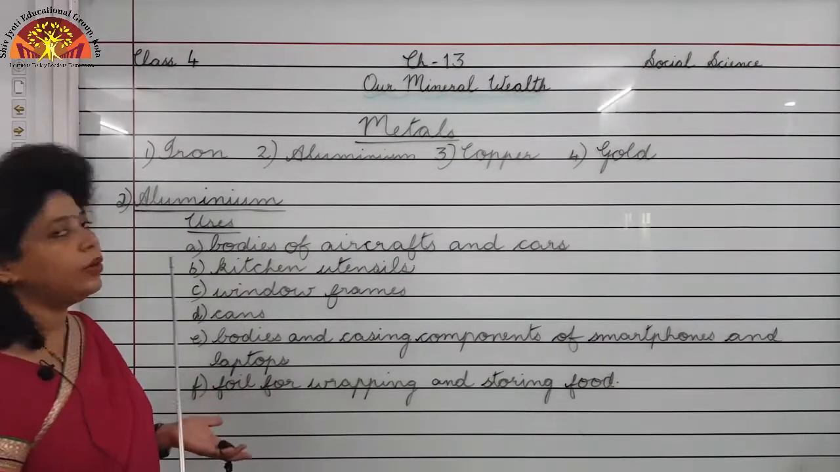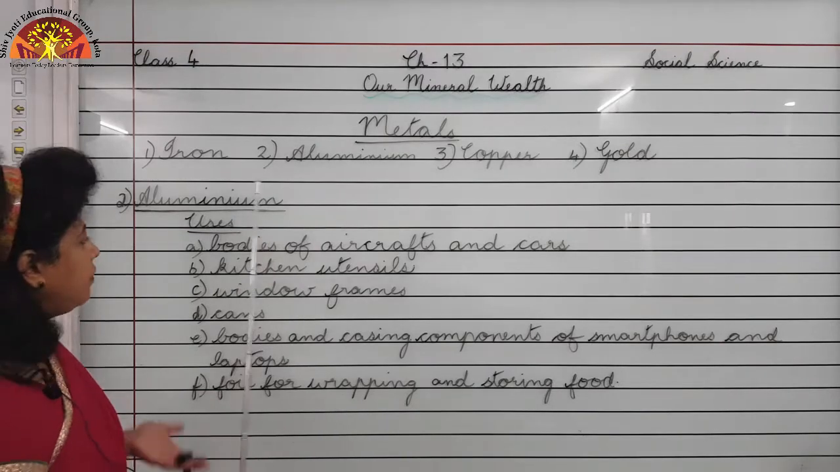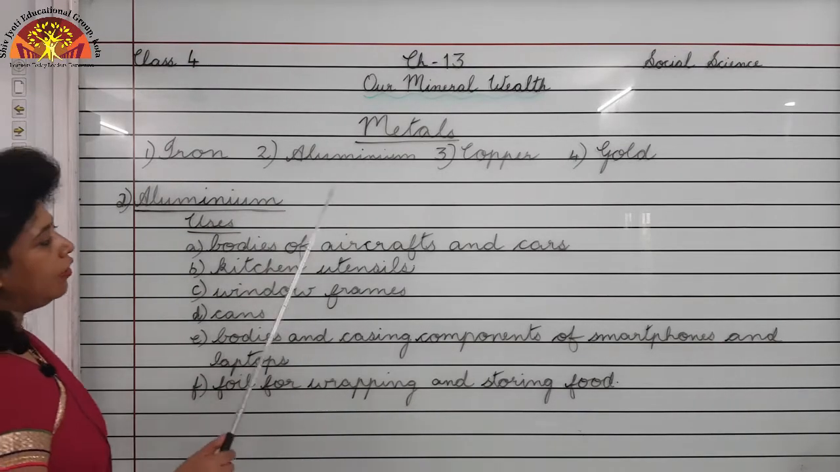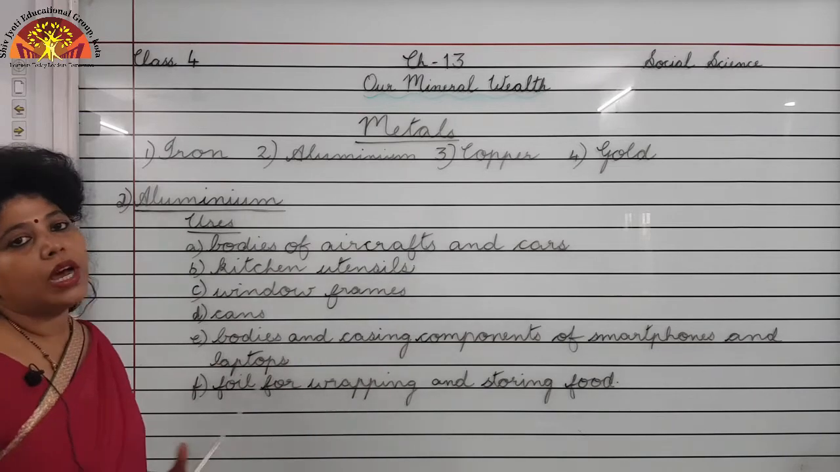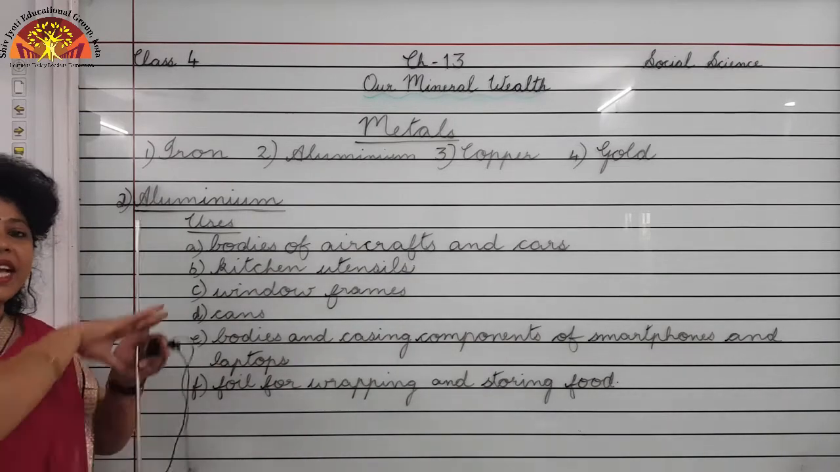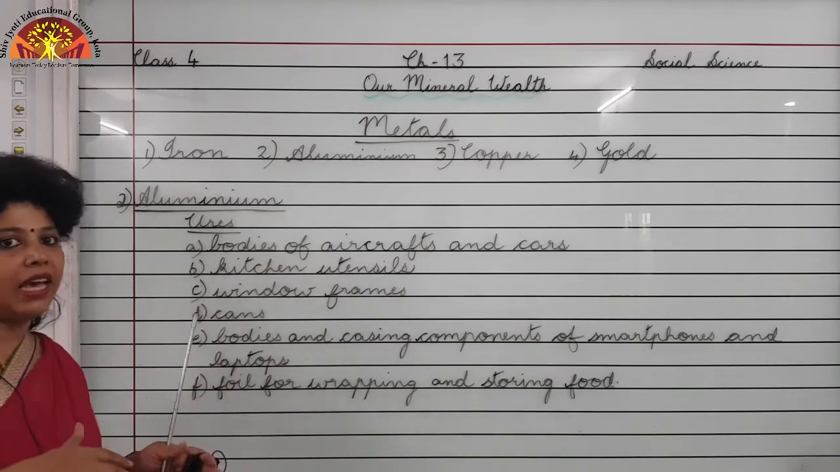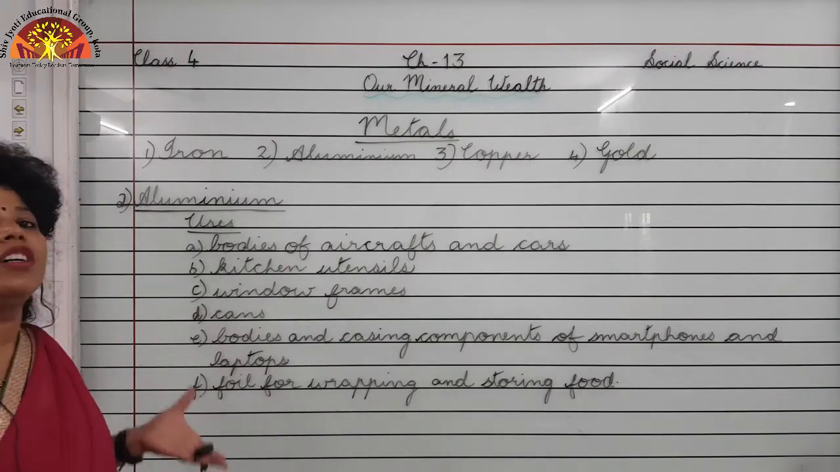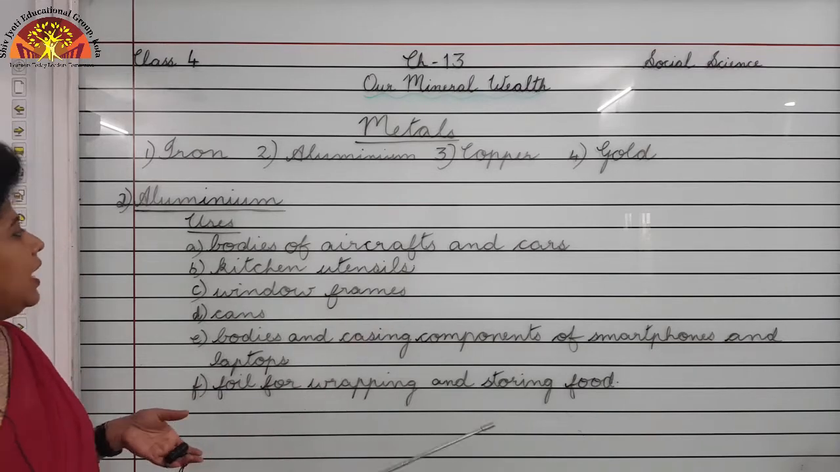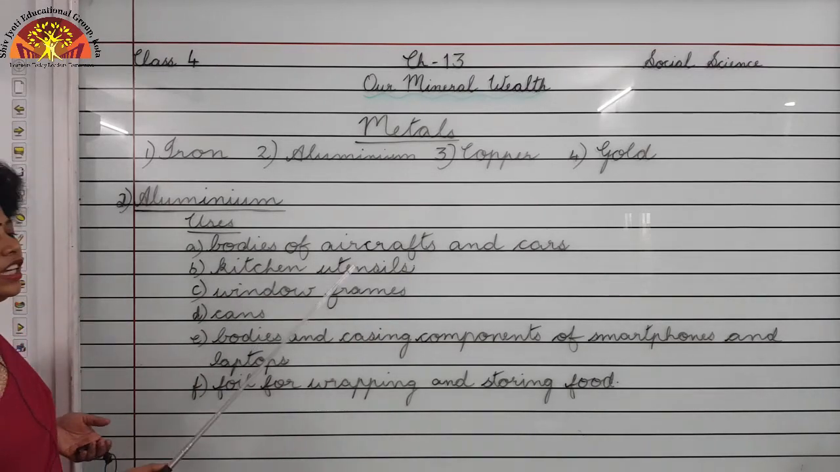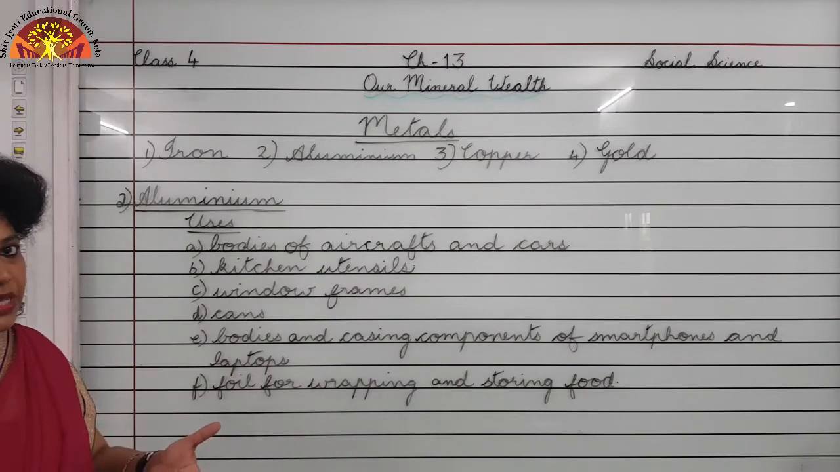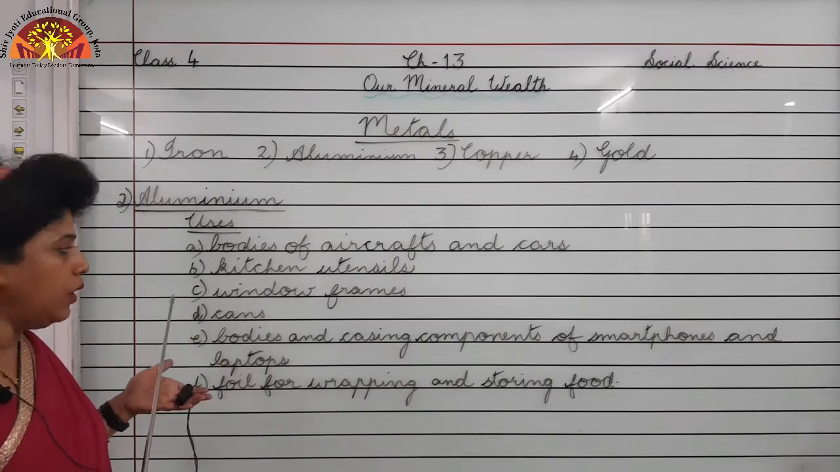So, let us now talk about the uses of aluminium. Aluminium is used in the bodies of aircrafts and cars. What are bodies of aircrafts? The external covering of the aircrafts and cars is made up of aluminium because it is a very light metal, and it is also used in kitchen utensils. Apni kadai and various other utensils are made of aluminium.